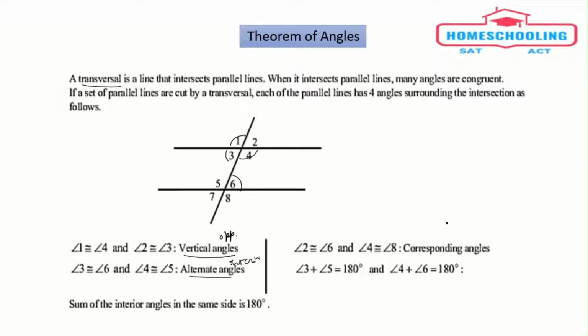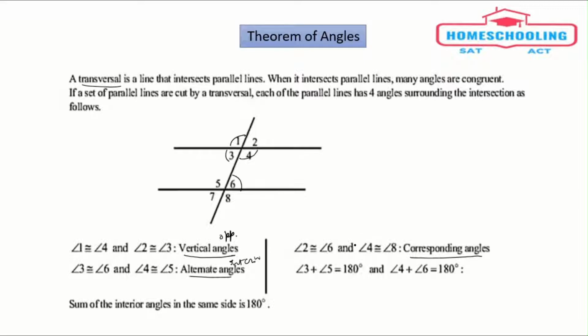Now let's go to the other angles, that is called corresponding angles. These angles are also equal, like angle 2 and angle 6 are equal. Similarly, angle 1 and angle 5 are equal because these are corresponding angles. Similarly, angle 3 and angle 7 will be equal. Angle 4 and angle 8 would be equal. Angle 2 and angle 6 will be equal. So these are corresponding angles. So we have to remember vertically opposite angles, 1 and 4 like this. Alternate interior angles, that is angle 3, angle 6, angle 4 and angle 5.